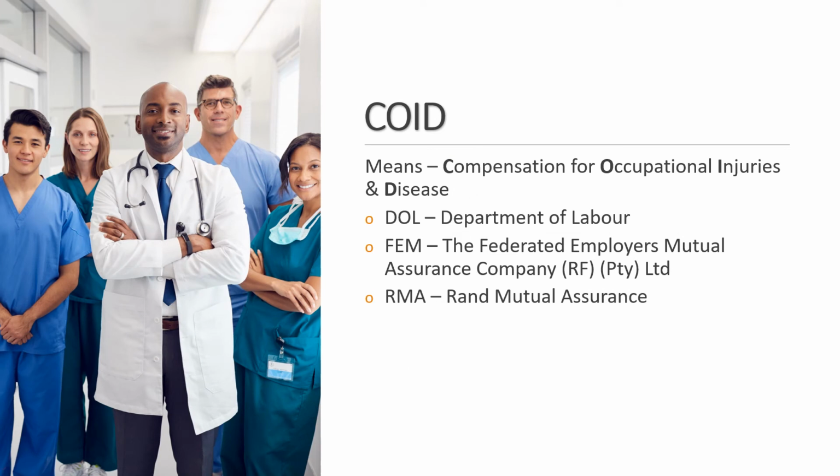COID, or Compensation for Occupational Injuries and Disease, must be registered with one of the following: the Department of Labor, the Federated Employers Mutual Assurance Company, or the RAND Mutual Assurance. As a plumber, you will no doubt be registered with either the Department of Labor or with FEM. RMA are the specialists for mining and the iron, steel, and metals industry. So, have you registered with the Department of Labor or FEM? If not, please reach out to IOPSA Safety Department on safety@iopsa.org to assist you in getting registered.